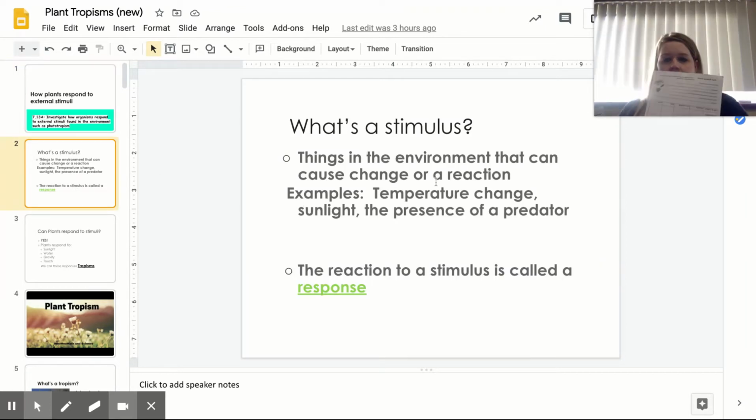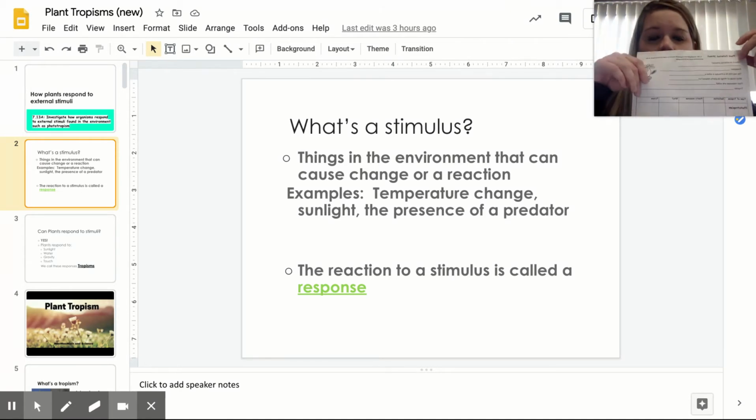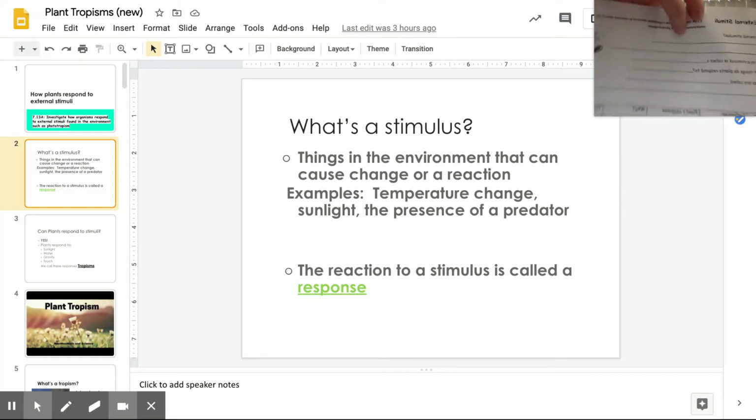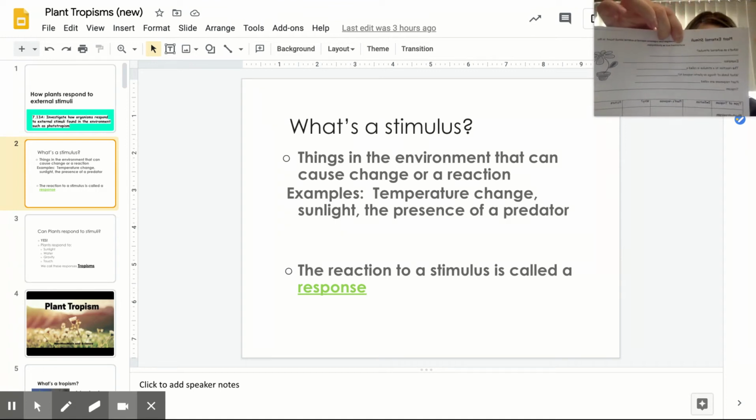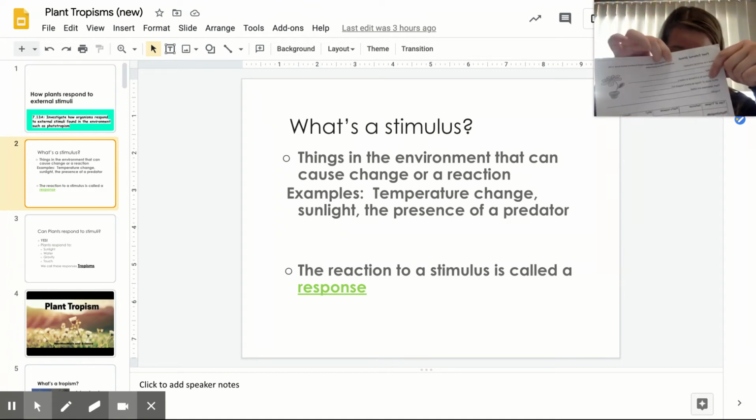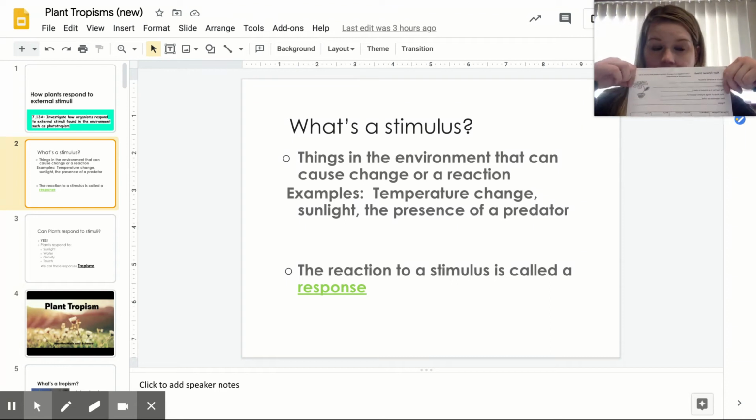Okay, so what is a stimulus? A stimulus is things in the environment that can cause change or reaction. Examples are temperature change, sunlight, the presence of a predator. The response to a stimulus is called a response. So you will be filling in these blanks here, okay? Remember, you can stop and pause this anytime to catch up on the notes, okay?